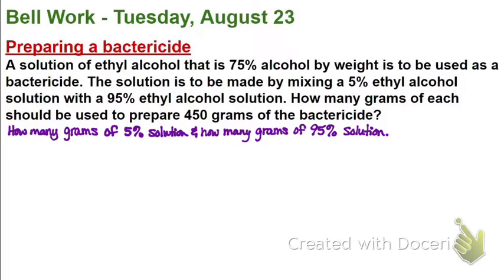Since we're looking for two different things here, I'm going to need two different variables, one for each of the things that I'm trying to find. You guys okay with X and Y? Okay. So I'm going to have X mean the number of grams of 5% solution. And I'm going to let Y be the number of grams of 95% solution.